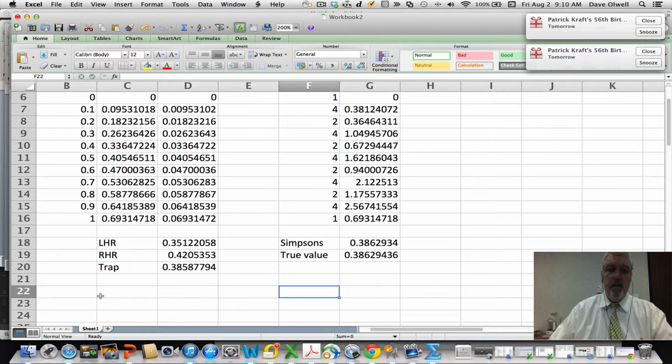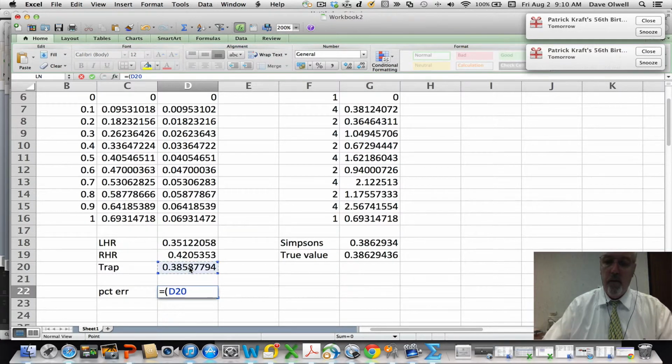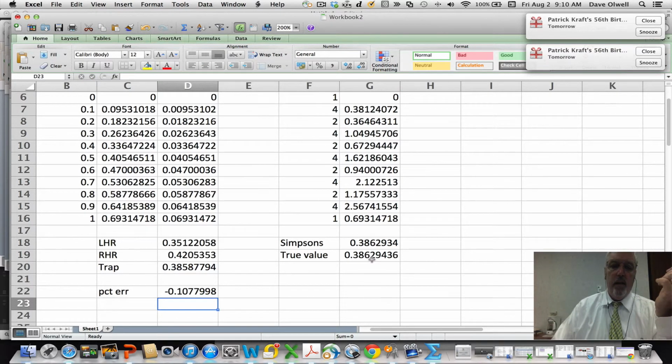And the percentage error for the trapezoidal rule with 10 intervals is very small. That's just equal to this value minus the true value, divided by the true value, times 100. Okay, so that's a 0.1% error.